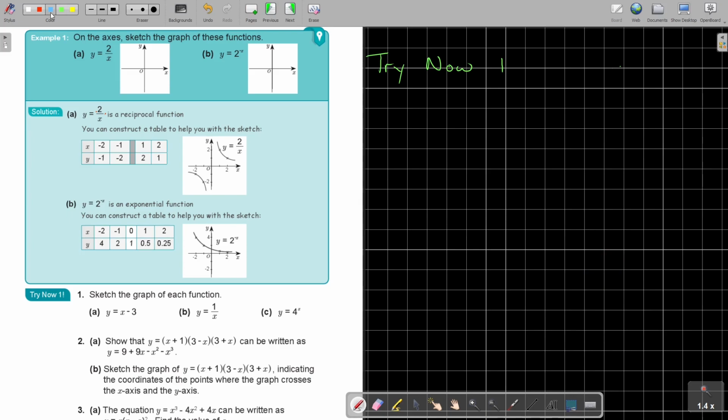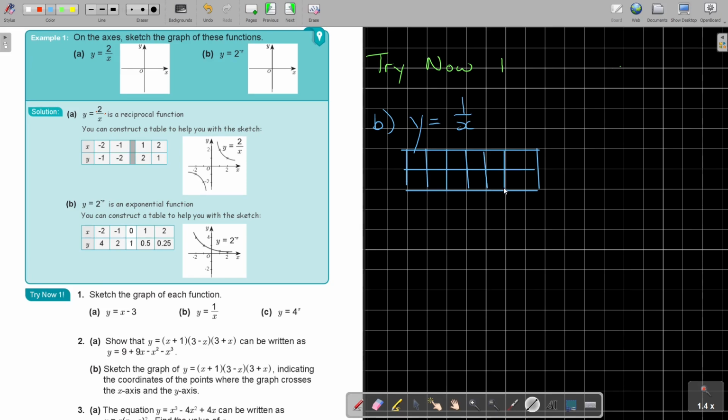Okay, let's take another color, number B. So if you already write it down, you can see, oh, this is a reciprocal function. This is very nice. The first thing I'm always doing is I construct a table just to help me. You know already how the reciprocal looks.